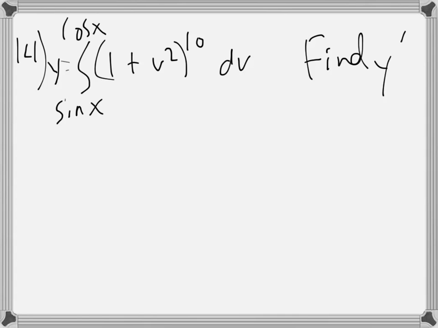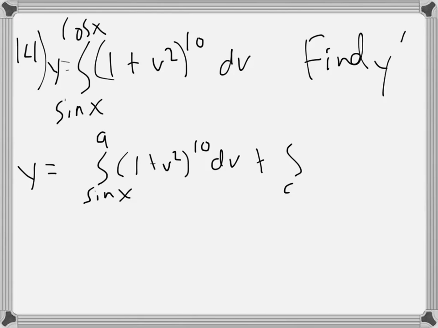Well, the fundamental theorem doesn't quite apply, neither does the chain rule trick, so let's pretend that there's some number between sine x and cosine x, or maybe they're the same number, but either way, then we just use that one. And we're going to rewrite y as the integral from sine x to a, and we don't necessarily care what a is, just a constant. And then it's going to go from a to cosine x. So that's one of the integral properties that we have.